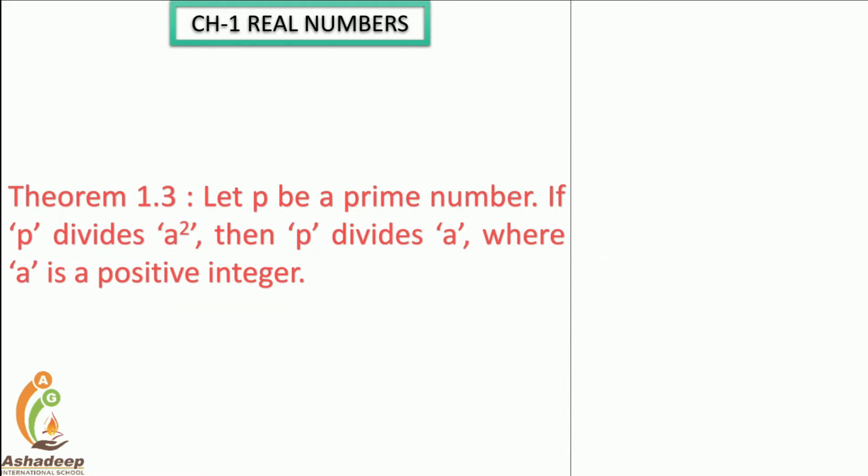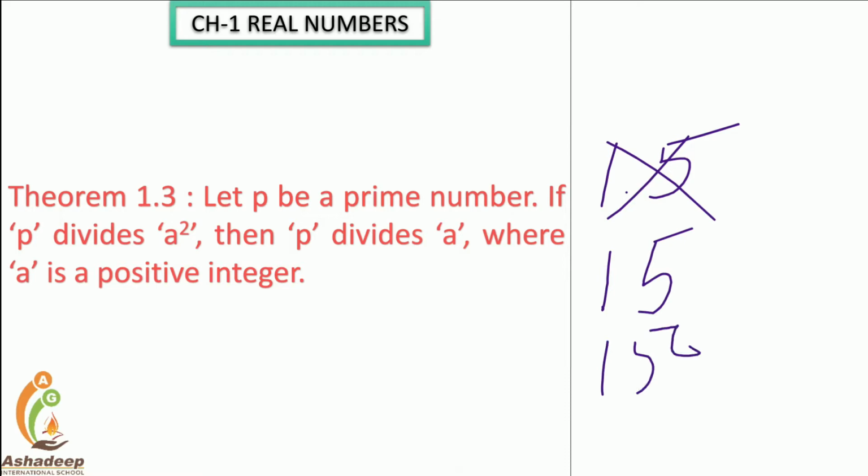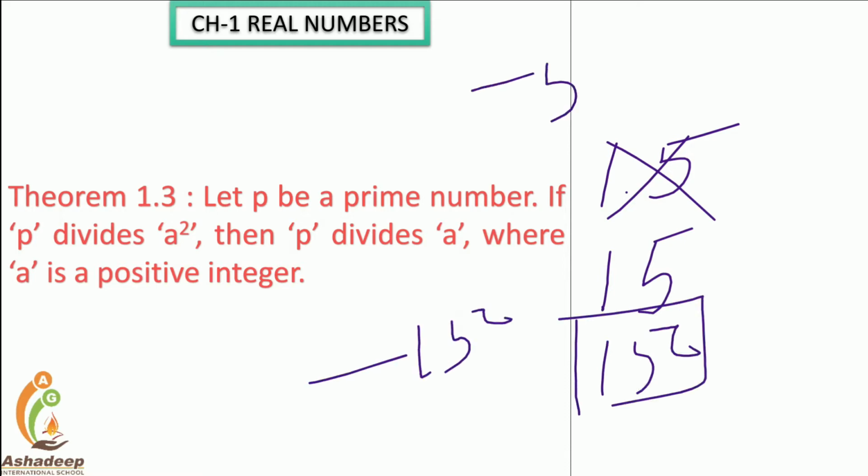I said integer. Integer means what? It is not a decimal value. That is wrong, right? It might be 15, it might be 150, whatever it is, but it is an integer. It might be minus 150, it might be minus 5, whatever, but it is an integer, not a decimal.